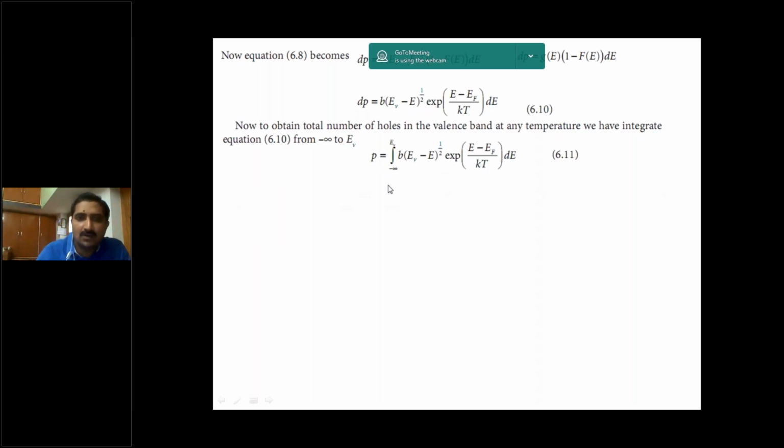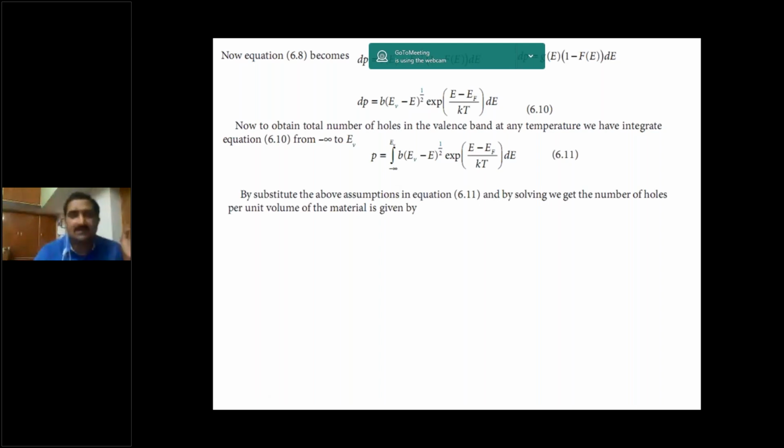So by taking out and substituting all the things and doing the calculations, we can finally get the density of holes in the valency band. That is P is equal to 2 into (2 pi mh star KT by h square) whole power 3 by 2 exponential of (EV minus EF) by KT.